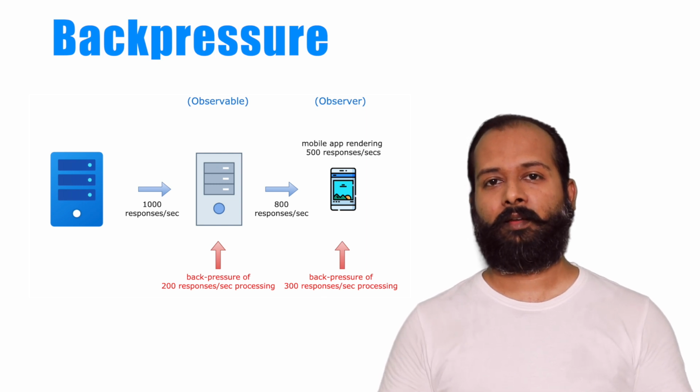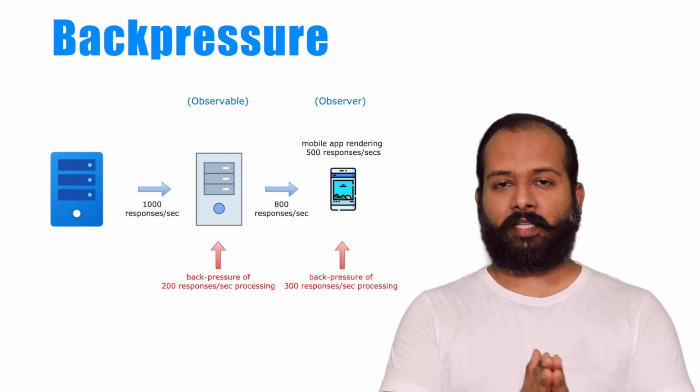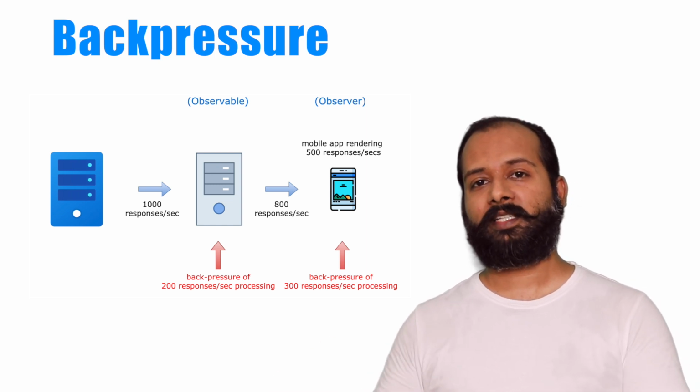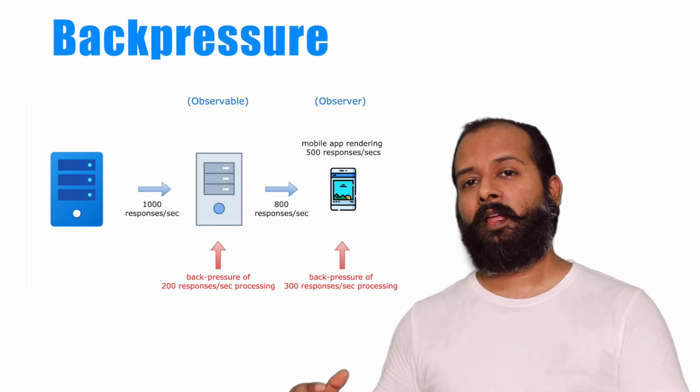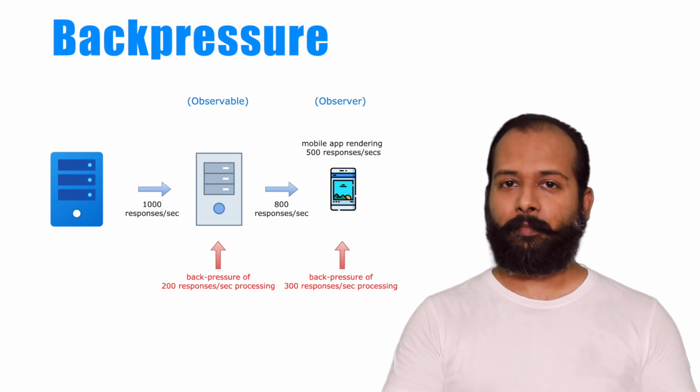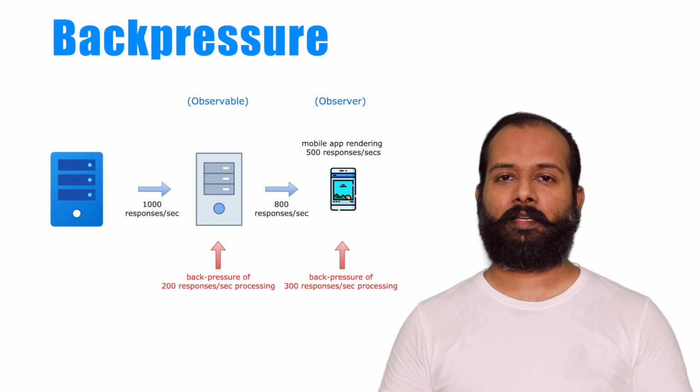that are remaining. So on the server 2 side there is a pressure building for the processing. On the application side there is a pressure building to process the remaining 300 requests on a per second basis, and that pressure is known as back pressure.